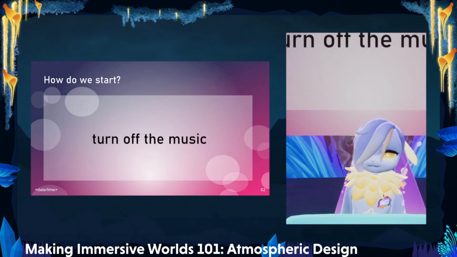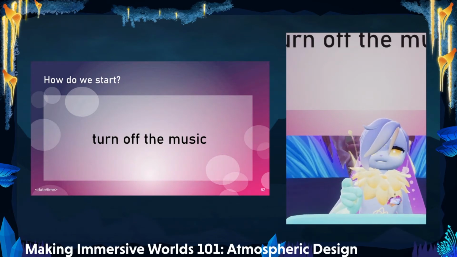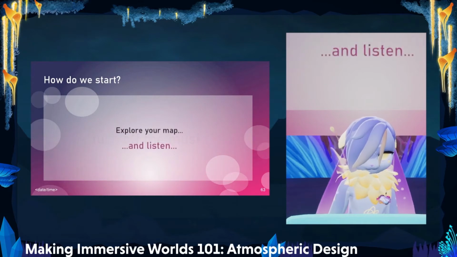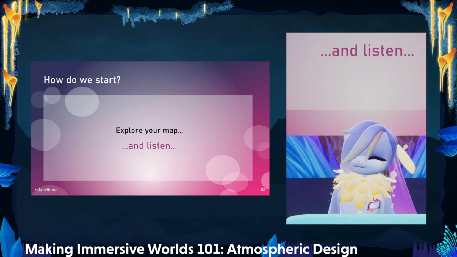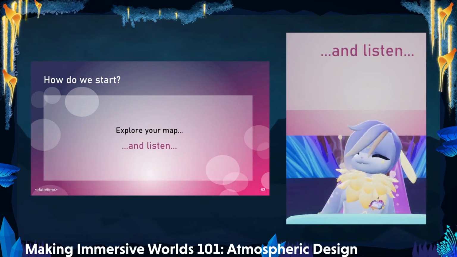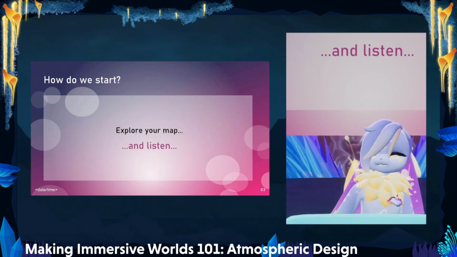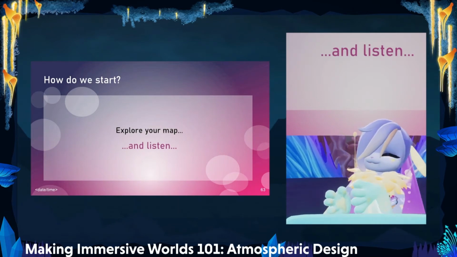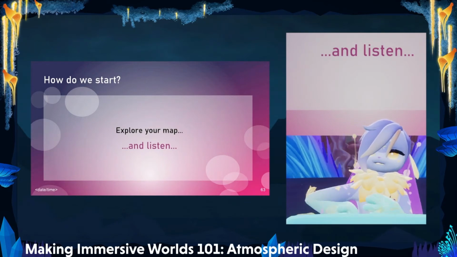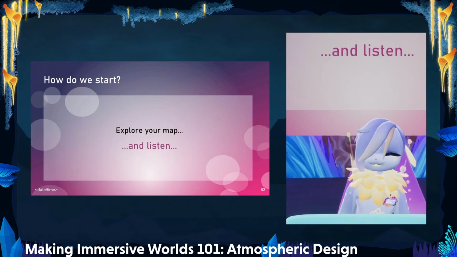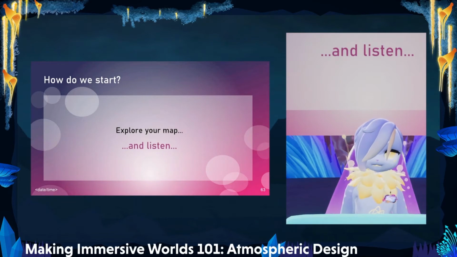And how do we start? Whenever you're making a world, just turn off the music, then explore your map and listen. Try to imagine what everything sounds like. Even an empty room could have a sound. Say if you're living in an apartment, you may not notice it, but there might be urban sounds in the background. An empty office room, maybe the lights have a slight buzz to it.